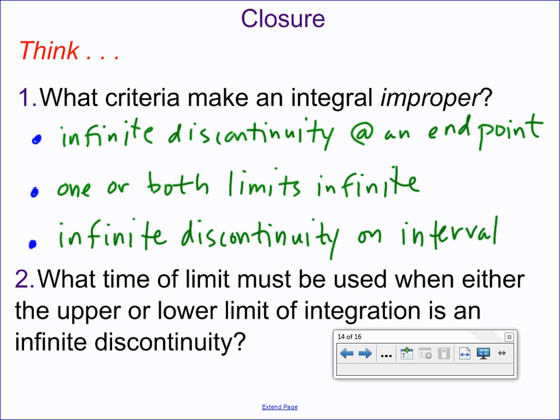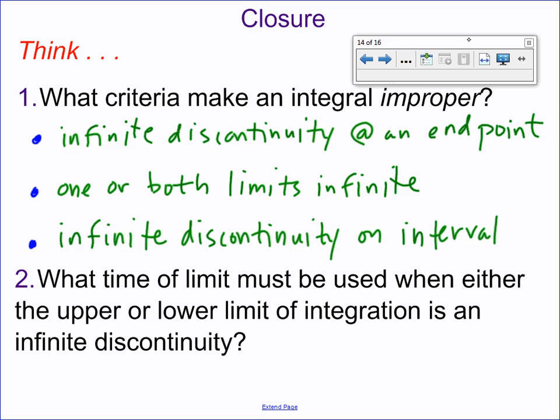Great. So if the infinite discontinuity is at an endpoint of the interval, what type of limit must we use in the evaluation? What type of limit do we have to use? Sophia? Absolutely. We had to use a one-sided limit.